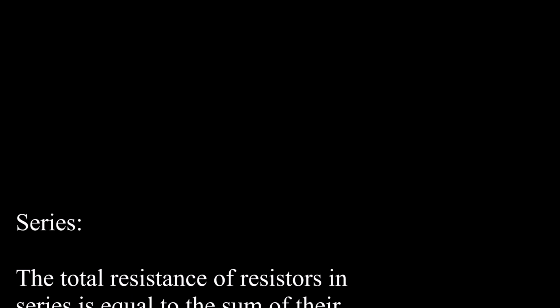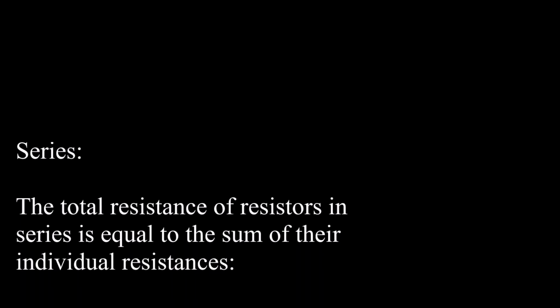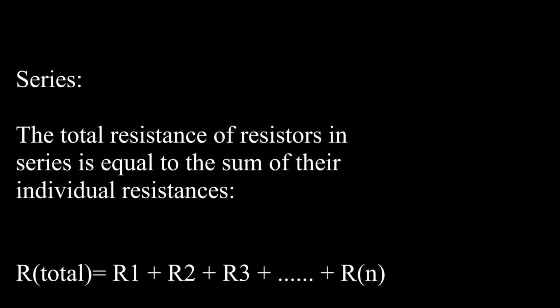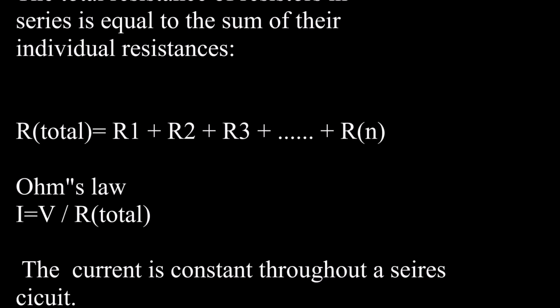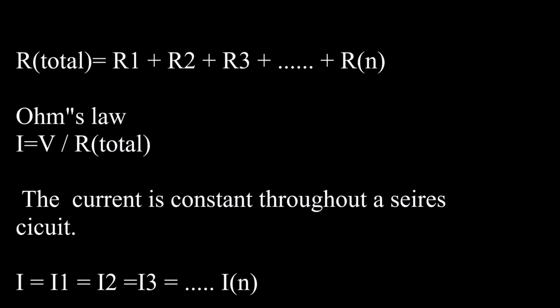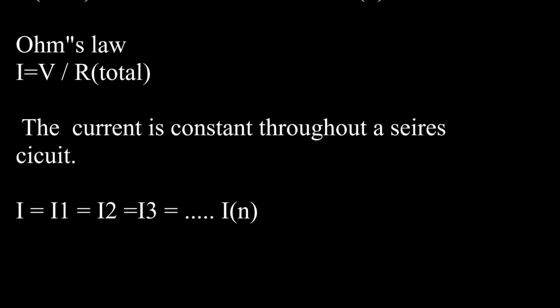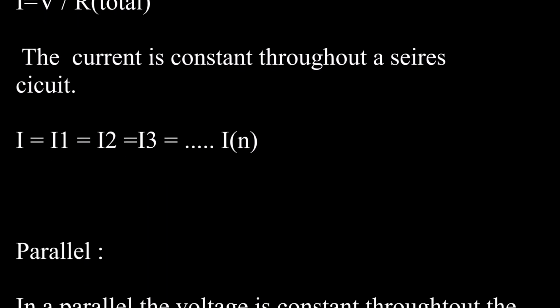Here's a short review of today's session. In a series circuit, the total resistance of resistors in series is equal to the sum of their individual resistances. Using Ohm's law, the current is voltage divided by total resistance. The current is constant throughout a series circuit.